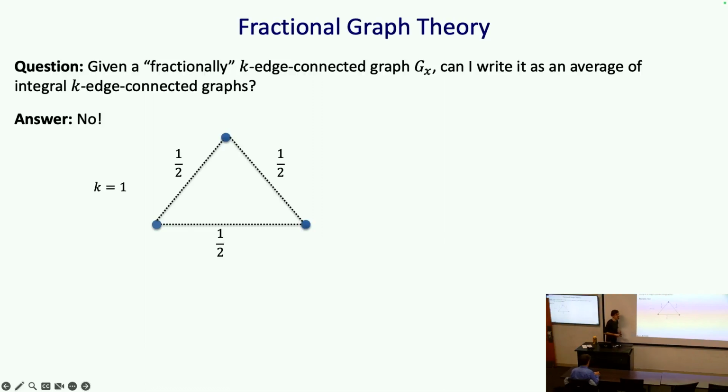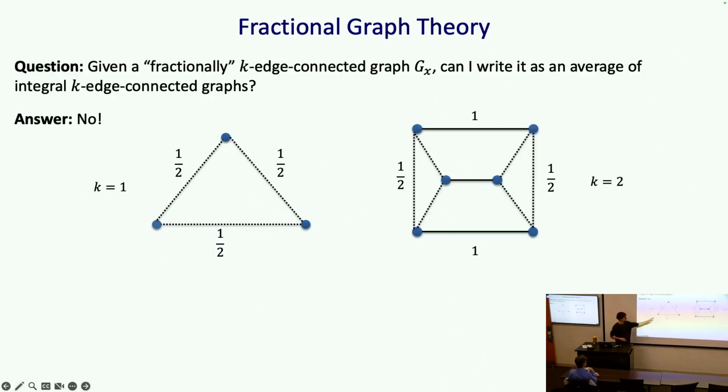Okay. And if you're trying to construct an example for even k, this works for all odd k. Try to get an example for even k, you can use this graph. You can also convince yourself that this can't be done.